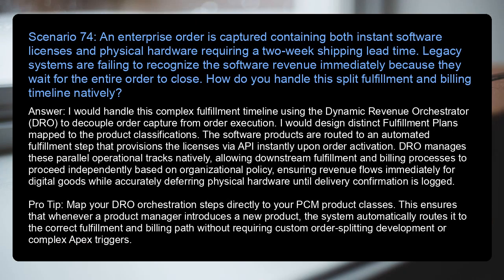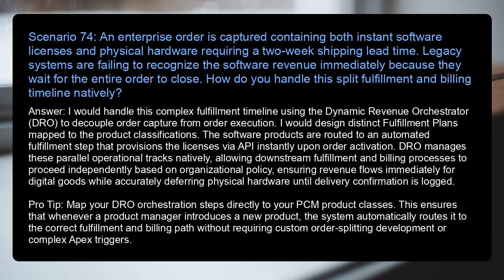Scenario 74. An enterprise order is captured containing both instant software licenses and physical hardware, requiring a 2-week shipping lead time. Legacy systems are failing to recognize the software revenue immediately because they wait for the entire order to close. How do you handle this split fulfillment and billing timeline natively? Answer: I would handle this complex fulfillment timeline using the Dynamic Revenue Orchestrator (DRO) to decouple order capture from order execution. I would design distinct fulfillment plans mapped to the product classifications.